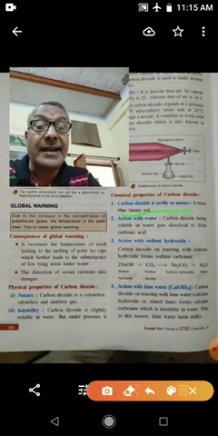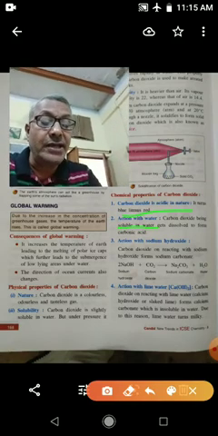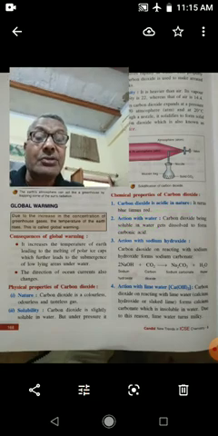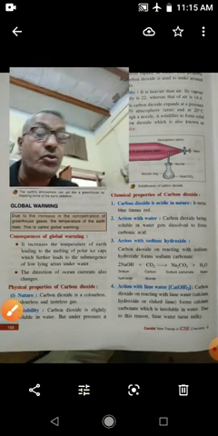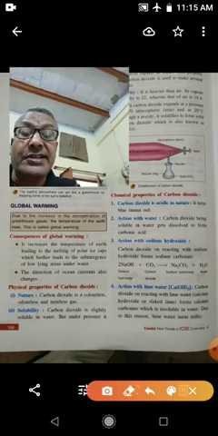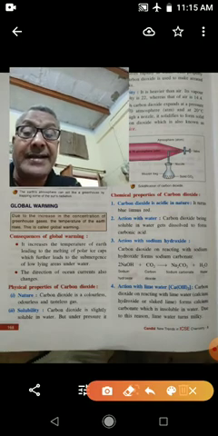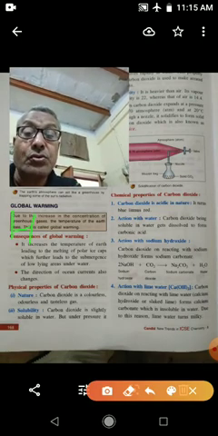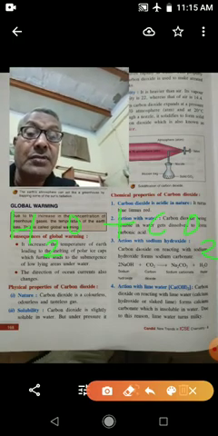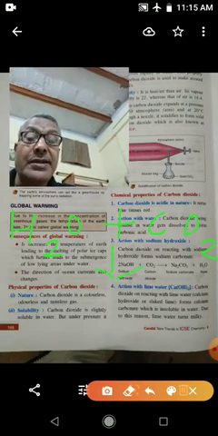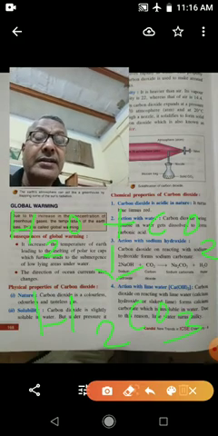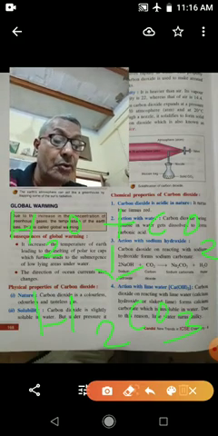Next, carbon dioxide is soluble in water, and when it dissolves in water, it will produce carbonic acid. So carbonic acid has the formula H2CO3. So children, you see this carbonic acid is produced by dissolving carbon dioxide in water. So H2O and carbon dioxide CO2, then it will produce carbonic acid H2CO3.